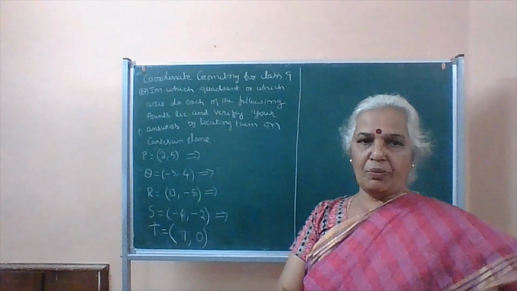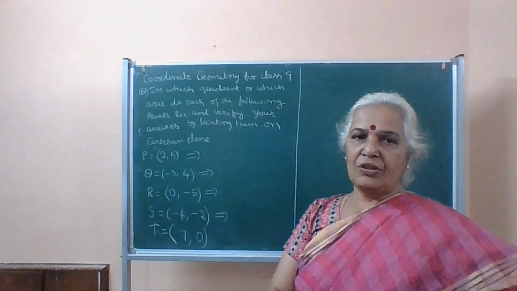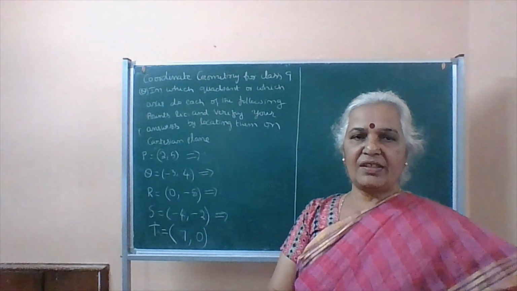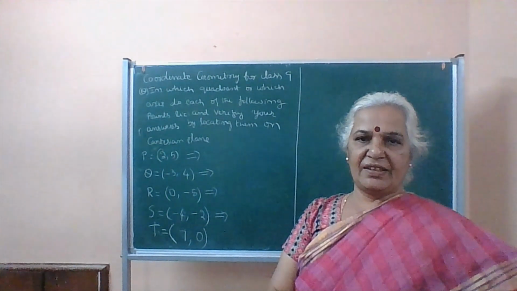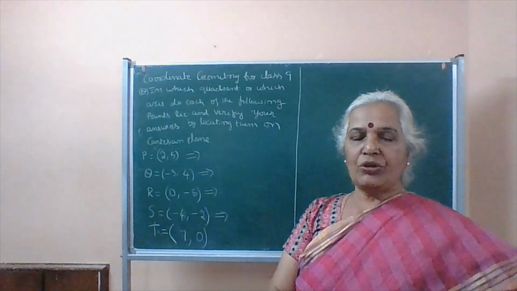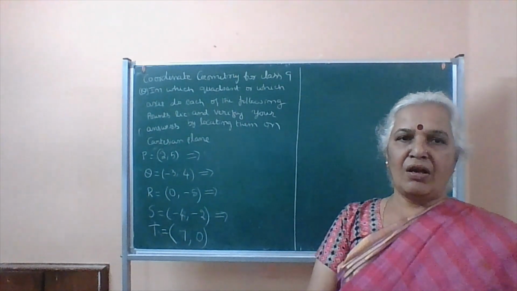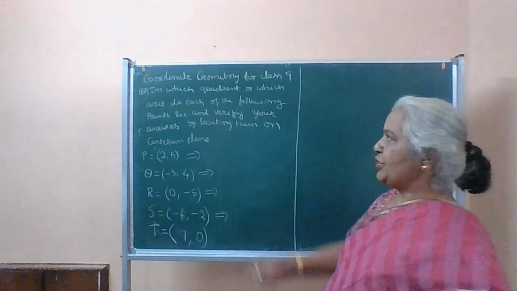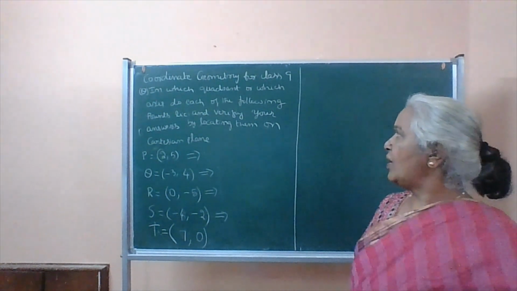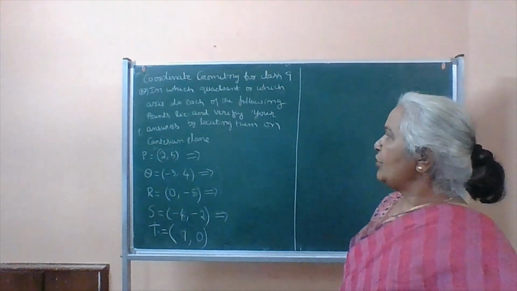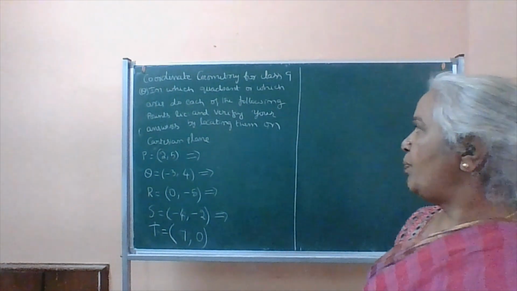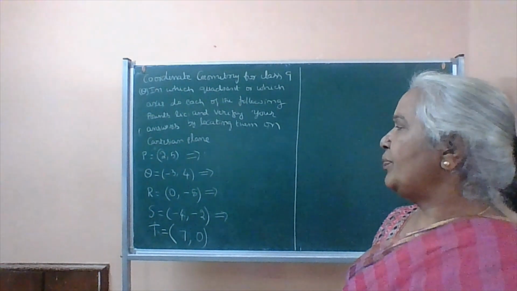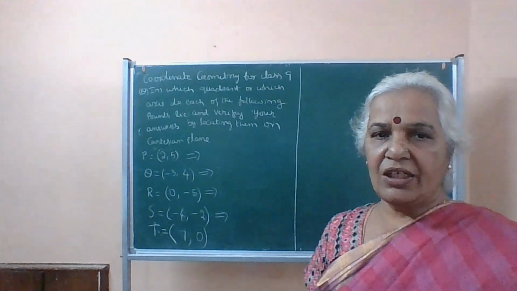Now, from the PowerPoint presentation, you have learnt what is coordinate geometry, what is a quadrant, and what are the x-axis and y-axis. Now, we are going to plot some of the points on the Cartesian plane. This is the question: in which quadrant or which axis does each of the following points lie? Verify your answer by locating them on the Cartesian plane.